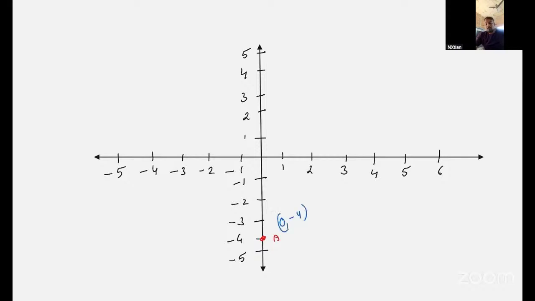Everyone, please remember this. The coordinates of the origin are 0 comma 0, because the x-axis is 0 and the y-axis is also 0. So hence it is called 0 comma 0. Are you getting this? Yes or no?